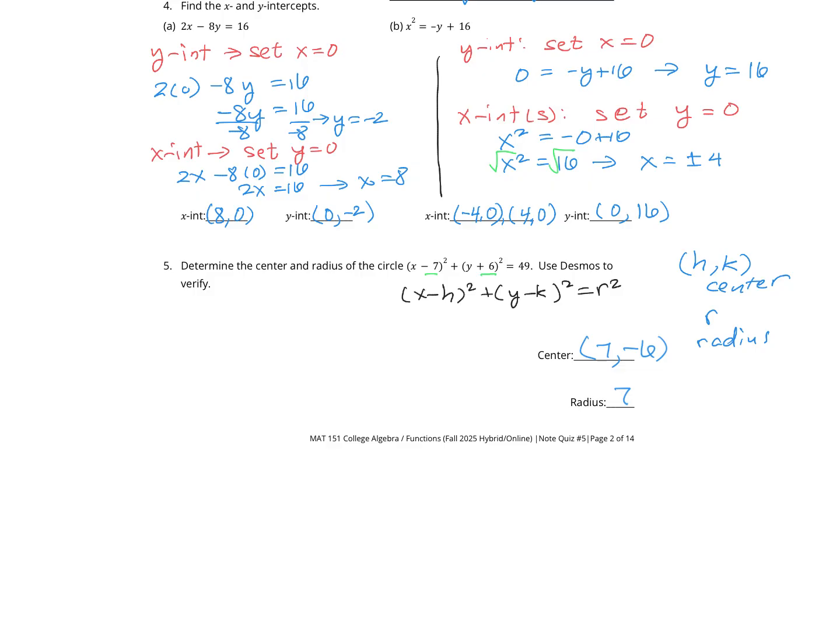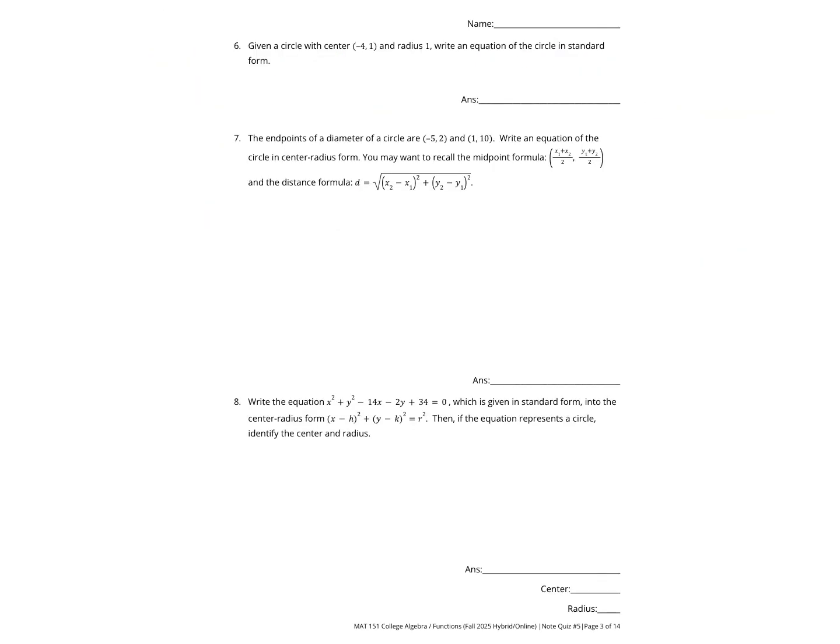Now, rather than looking at Desmos and graphing this, because we're using an iPad here and we can't pull up both simultaneously, the idea here would be that when you graph this in Desmos, you would see a circle with a center at (7, -6) and a radius of 7. Right, so now let's move on to the next page. And the next page has us looking at more circles.